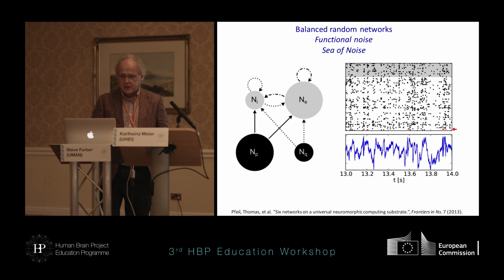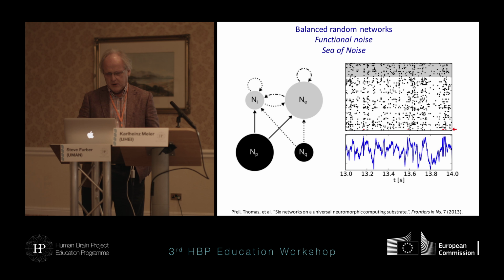Balanced random networks are the sorts of things you can model. You build models such as the one on the left, get raster plots, and again, this has been reported in a published paper.